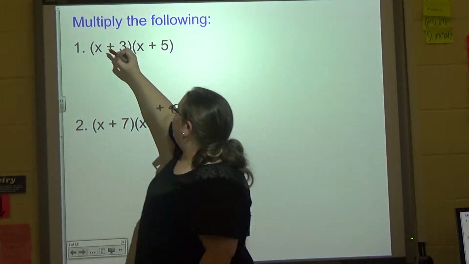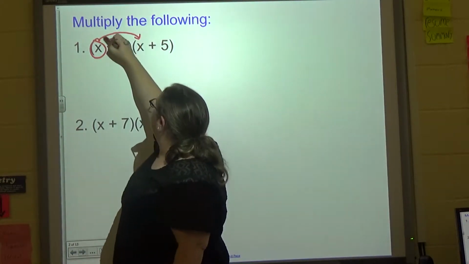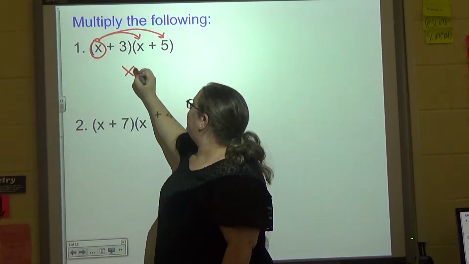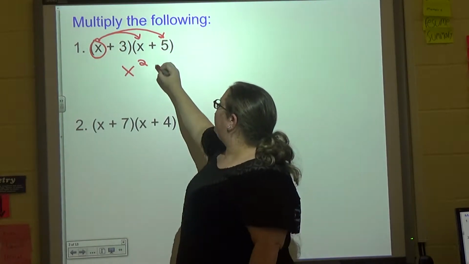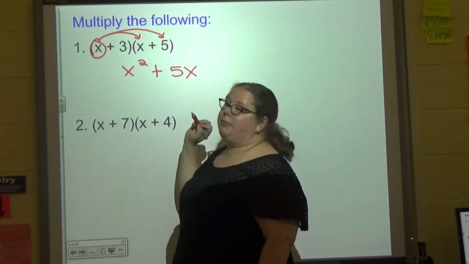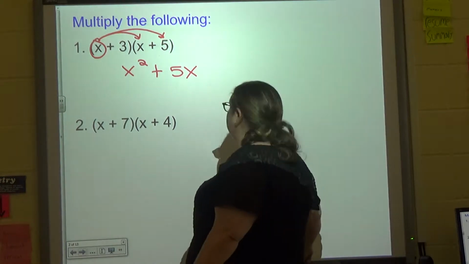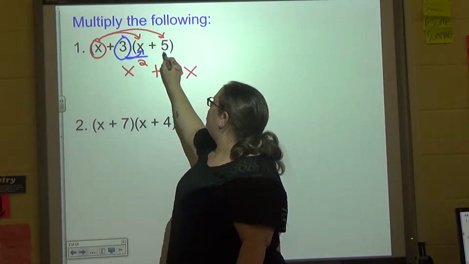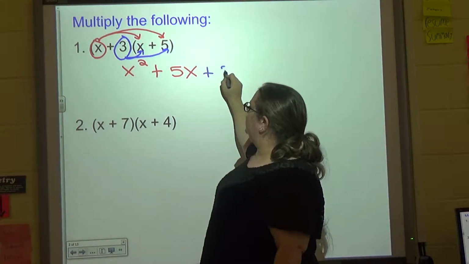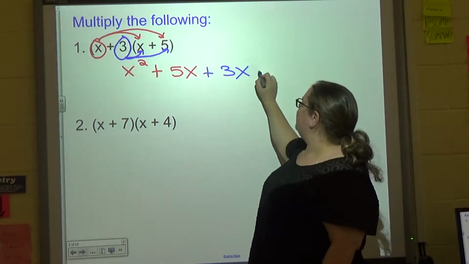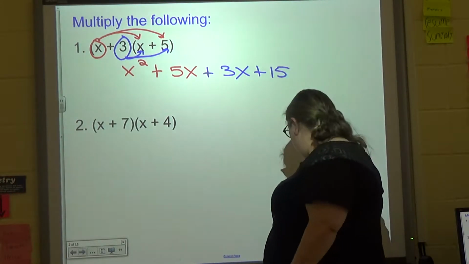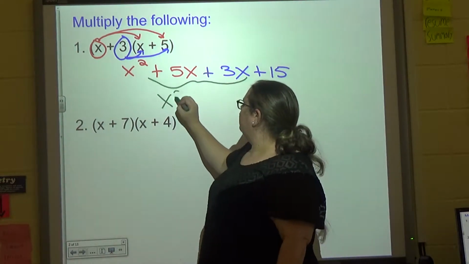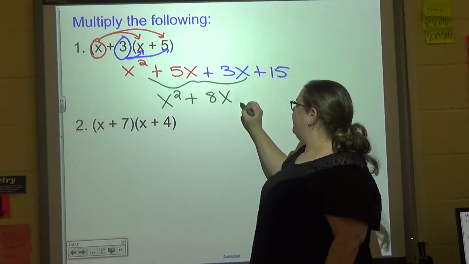So I need to multiply x by both the terms in the second binomial. So x times x is x squared. X times 5 is 5x. Then I'm going to take my 3 and multiply that by both the terms in the second also. So that's 3 times x is 3x, and 3 times 5 is 15. And then usually we notice that those middle terms go together. X squared plus 8x plus 15.